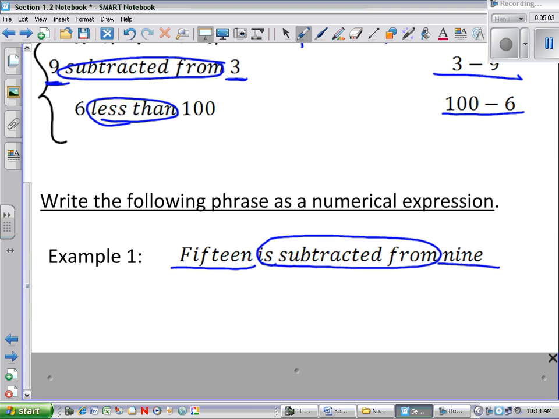That tells me I'm going to do subtraction, but that is one of my special phrases. I have to switch the order when I subtract. So I'm going to write the 9 down first minus 15. So I've switched my number order.